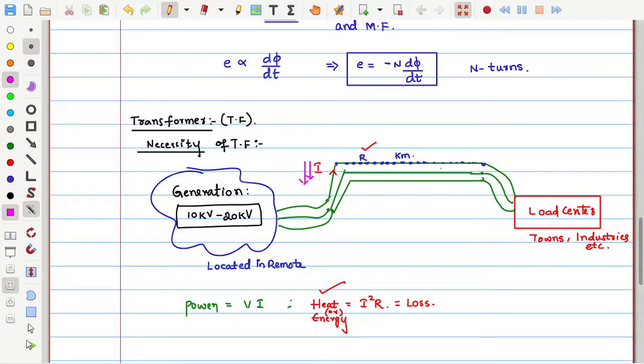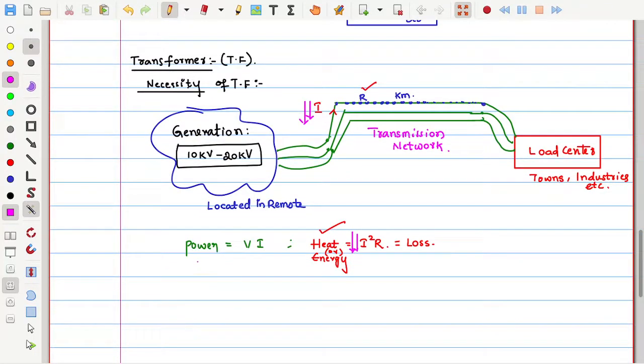So we can reduce the I square R loss inside the transmission network by reducing the current. Keeping the power constant, say we would like to transfer 500 megawatts of power from the generating station to the load center. If current needs to be reduced, we cannot say that power should be reduced. The power transfer capability should remain constant. By keeping that, we should reduce the current so that the power loss will reduce.